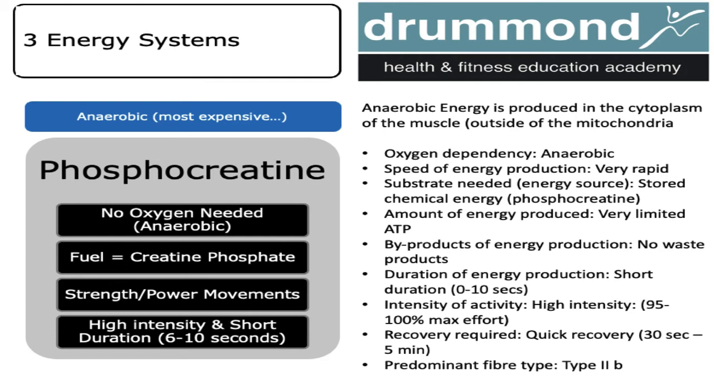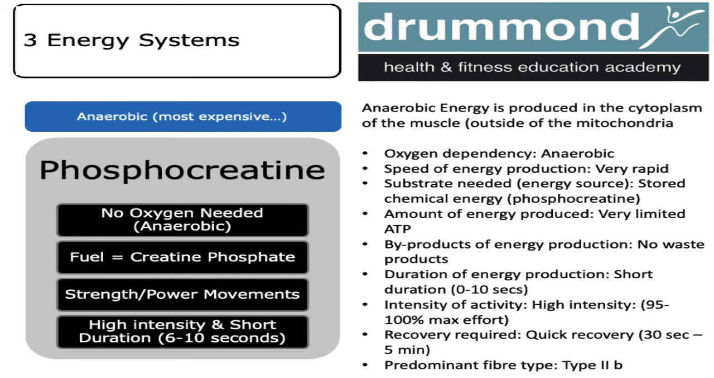The speed of energy production is known as very rapid, and the substrate or the energy source that's needed is going to be the phosphocreatine chemical energy, which is stored and created in the liver. The amount of energy produced is very limited, which is what we're referring to as very expensive.